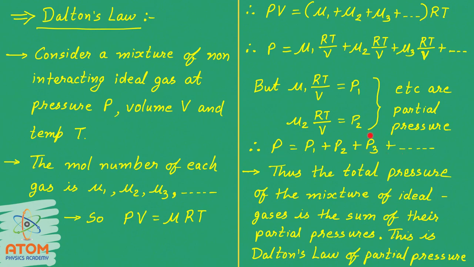Now what does this equation suggest? It says the total pressure of the mixture of ideal gases is the sum of their partial pressures. This law is known as Dalton's law of partial pressure. So when we are taking a mixture of ideal gases, then the total pressure of the mixture will be equal to the sum of all the partial pressures of all the gases. That is known as Dalton's law of partial pressure.